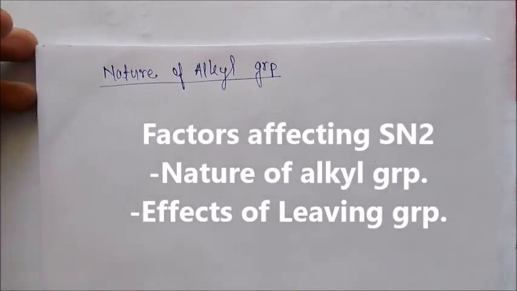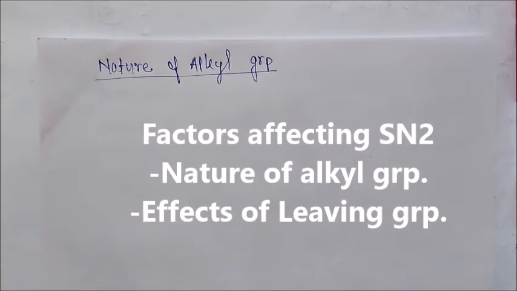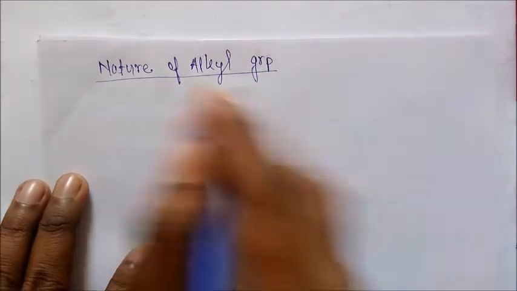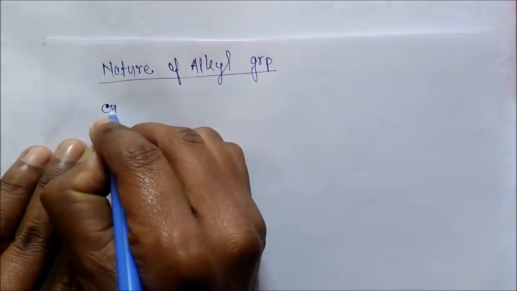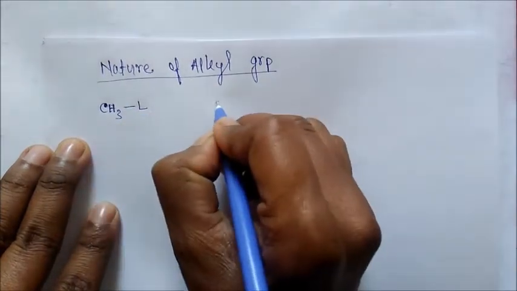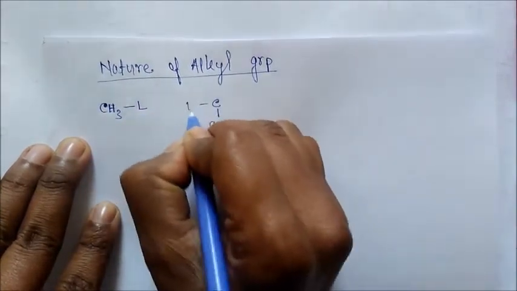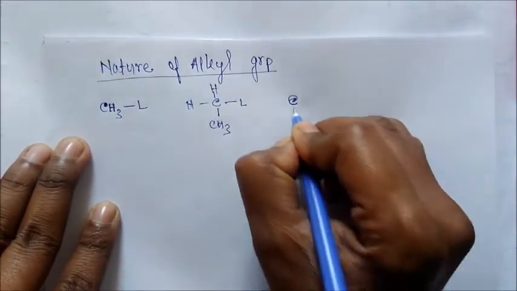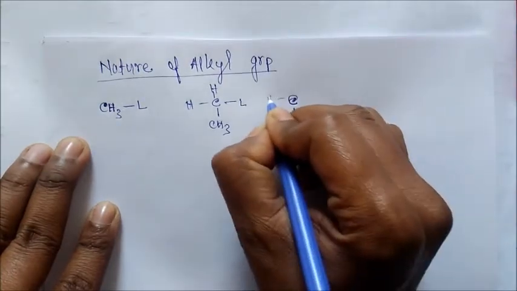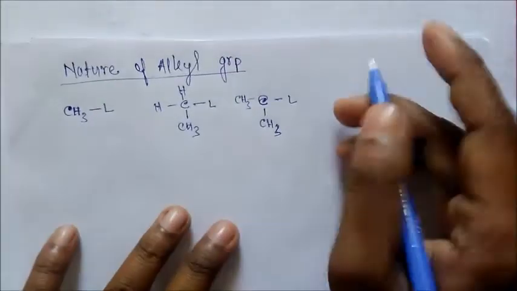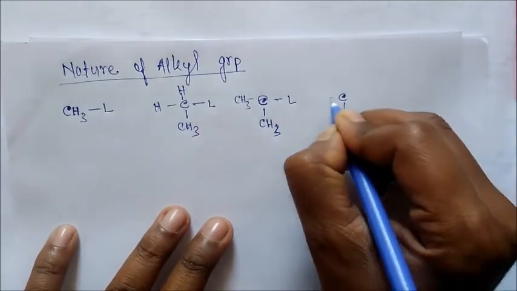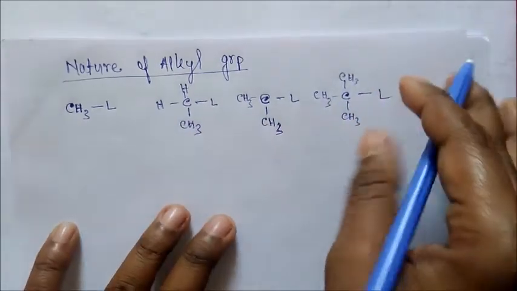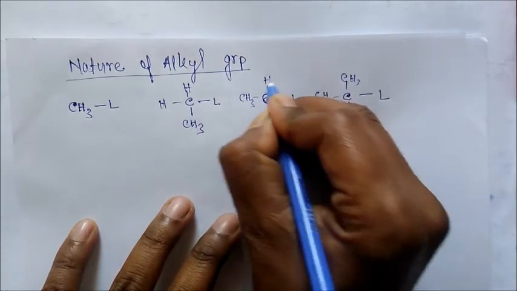Now I will discuss the nature of the alkyl group and how it decides the SN2 reaction. Let's take various substrates. Let's say we have this one, then we have this one. One methyl group is attached to the carbon, in the third one two methyl groups are attached to the carbon, and in the last, three methyl groups are attached to the carbon. Let's see how these four affect the SN2 reaction.